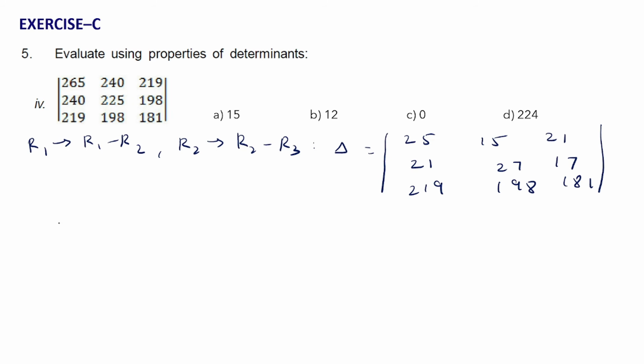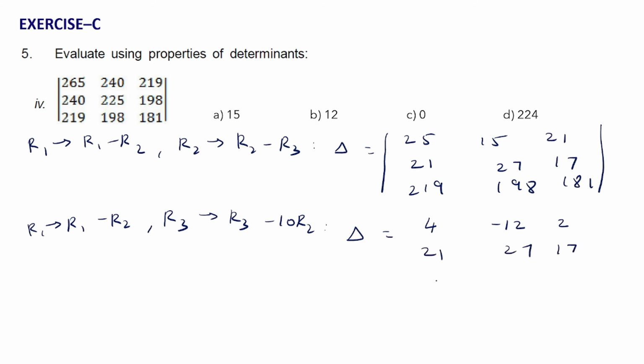Now next let us do R1 changing to R1 minus R2 and R3 changing to R3 minus 10 R2. So now the determinant becomes first row R1 changing to R1 minus R2, 25 minus 21, 4, then 15 minus 27, minus 12, 21 minus 17 is 2. R2 remains the same. R3 changing to R3 minus 10 R2. So here we have 9, minus 72 and 11.